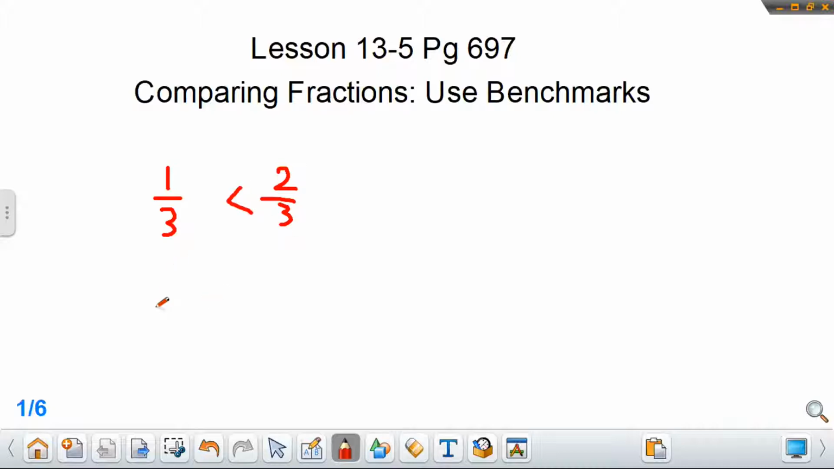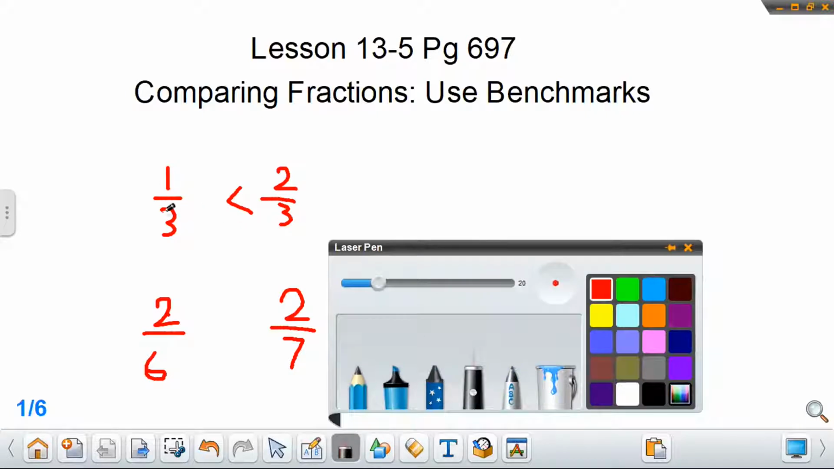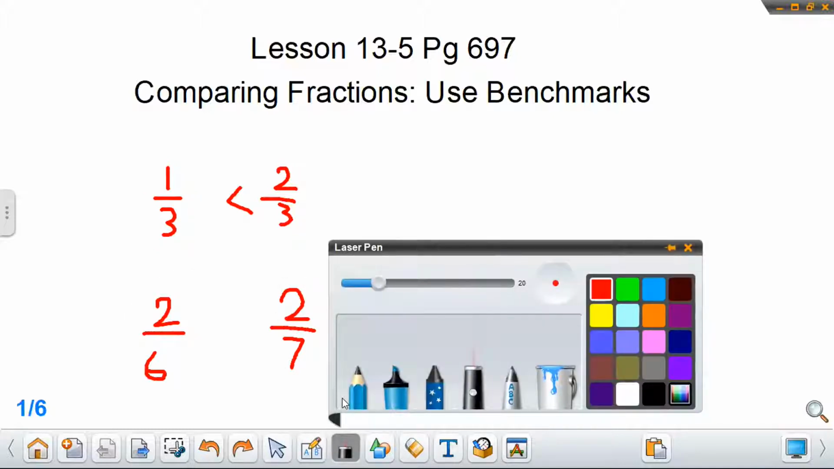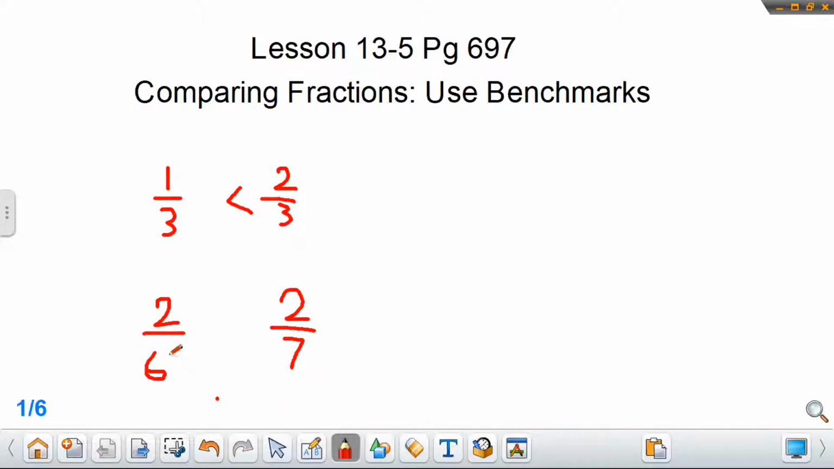What if I have the same numerator, like 2 over 6 and 2 over 7? Now we have the same numerator. It's different from the same denominator case. What's the difference now? The difference is we have 2 distributed into 6 pieces, and here 2 distributed into 7 pieces. Of course, 2 sixths is bigger than 2 sevenths.